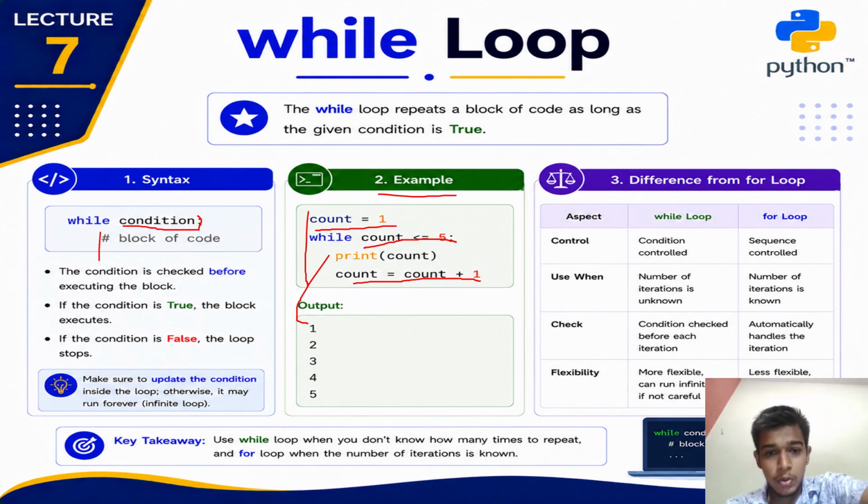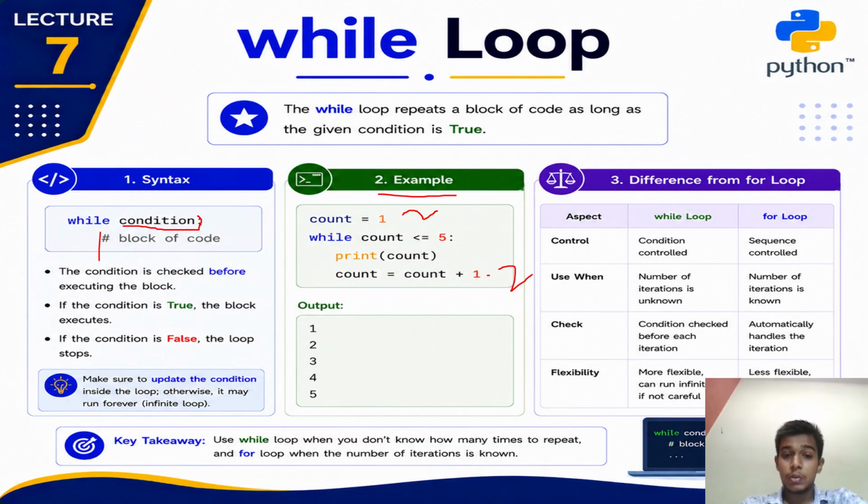Now the value of count is 1, so it will come here. Now 1 plus 1 will be 2. So now the value of count will be 2. Now Python again checks: is 2 less than or equal to 5? So yes, 2 is less than or equal to 5. Then Python will print 2, like you can see here. Now the same process: the value of count is 2, 2 plus 1 is 3. Now the value of count is 3. Similarly, Python will then print up to 5.